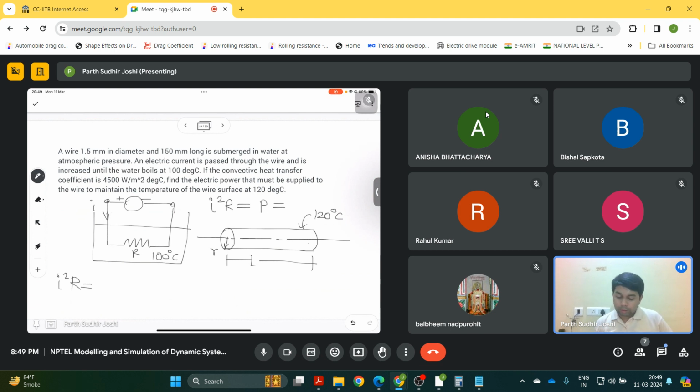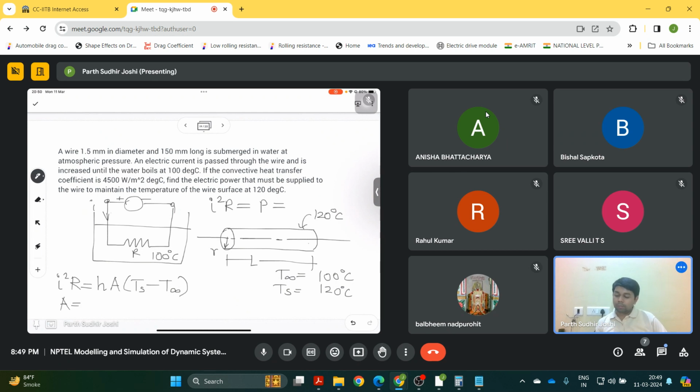So let us say the convective heat transfer coefficient is given as h, and the surface area of the cylinder across which the convection heat transfer is happening. So the heat transfer due to the convection can be written as hA into Ts minus T infinity. So T infinity is basically the surrounding temperature, which is 100 degrees Celsius for the water, and the surface temperature is given to be 120 degrees Celsius.